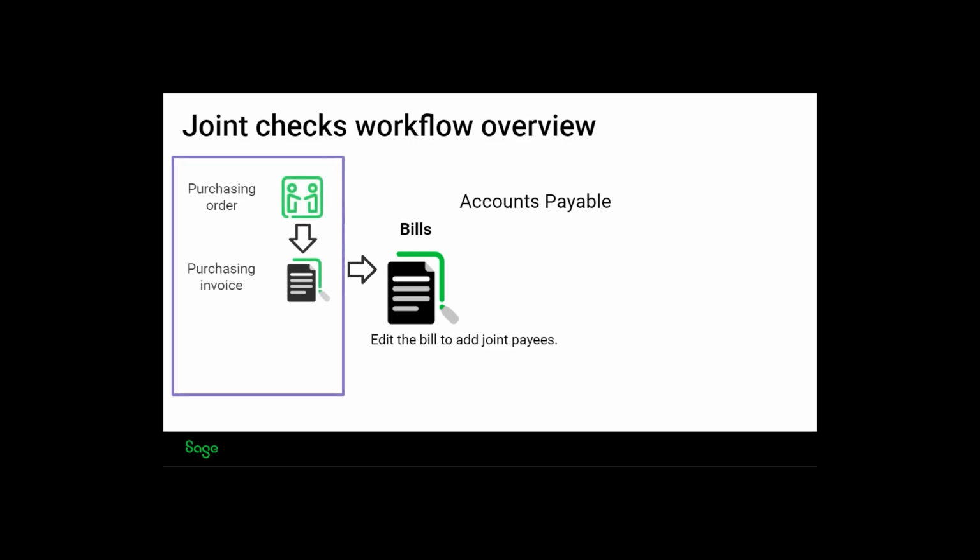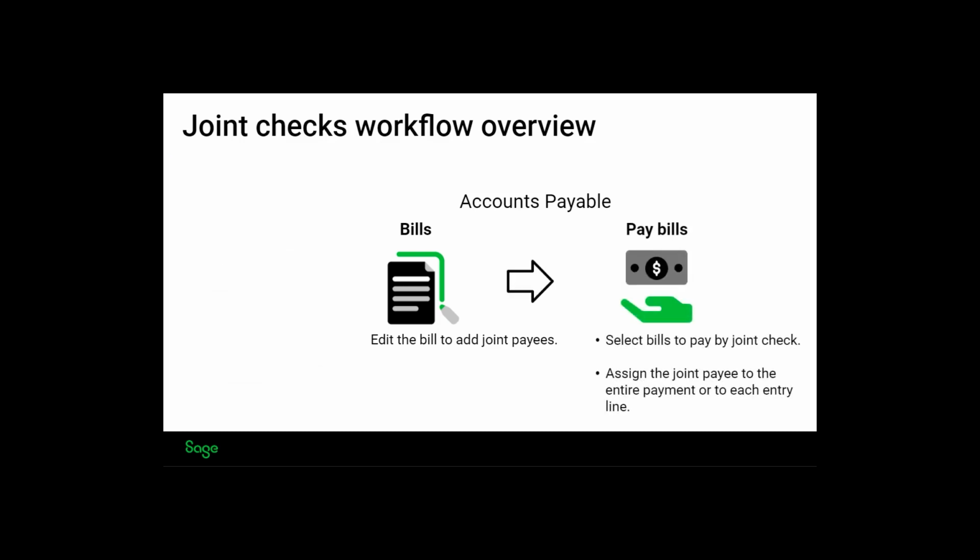Here's an overview of the general workflow. On any existing accounts payable bill, you edit it to add joint payees. If the bill is the result of converting a purchasing subcontract or purchase order into a purchasing invoice, you still need to edit the AP bill to add joint payees, because you cannot specify joint payees on purchasing documents. In the Pay Bills task, you select the bills to pay by joint check. At that time, you can assign the joint payee to the entire payment, or to each entry line. Let's examine this workflow in Sage Intacct.